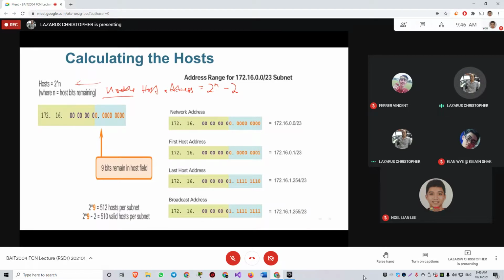Okay, so from here you can see the rule is always this: in the subnet, once you create a subnet, it's the same as when you haven't created a subnet. The first address range is always from the host side, all zeros.